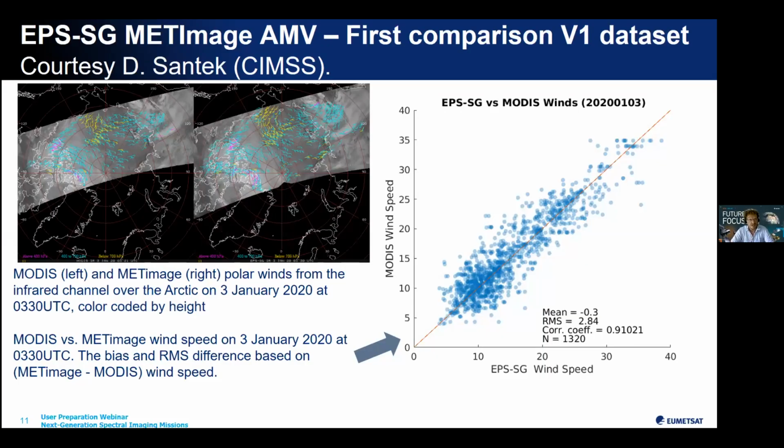My last slide shows the comparison made by DevSantech at SIMS. On the left-hand side, you can see MODIS and EUMETIMAGE polar winds extracted from the infrared channel over the Arctic. And on the right-hand side, you can see the scatter plot of MODIS versus the EUMETIMAGE collocated winds. And you can see that the agreement is pretty good from small to large wind speed.